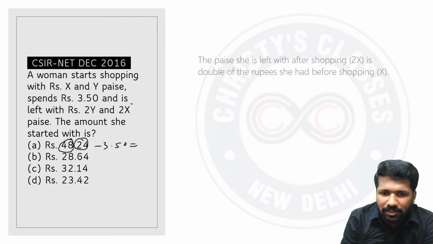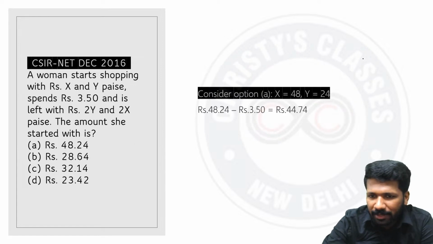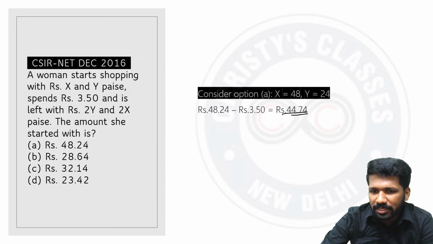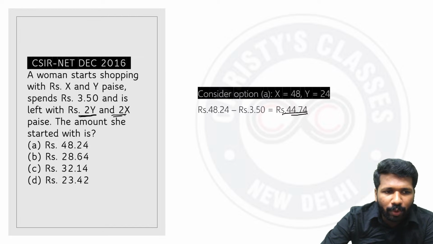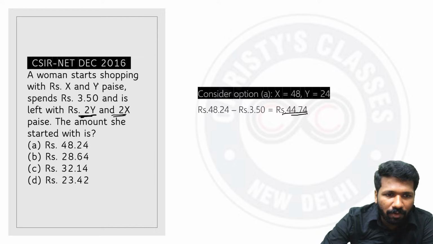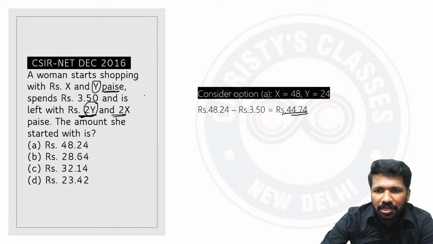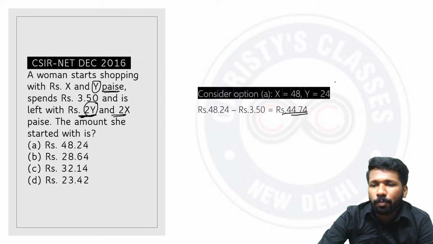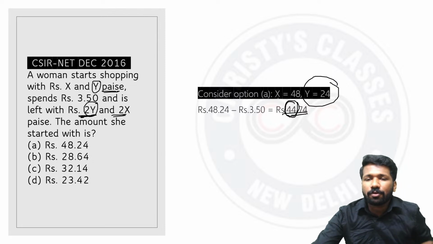Either you can do like this and find the value, like one by one you can try. If you subtract, you will get 44 rupees 74 paise, and then you can check whether this condition is satisfied. Left with 2y and 2x, that means 2y rupees and 2x paise. What is y? Y was the paise initially. That means 2y rupee means initial paise double should be final rupee. Initial paise was 24 here. Double means 48. But here you are getting 44.